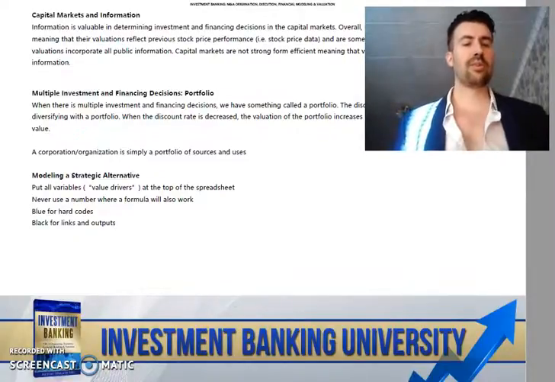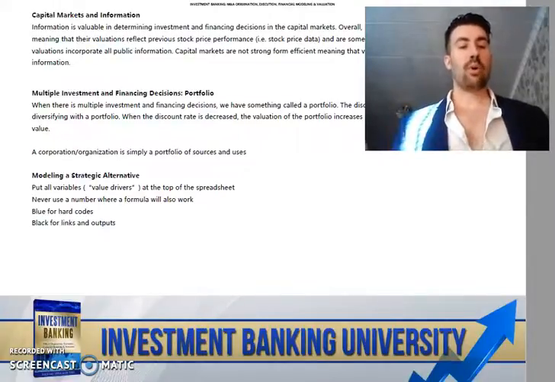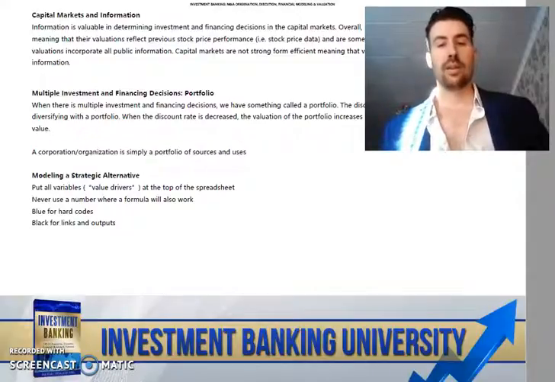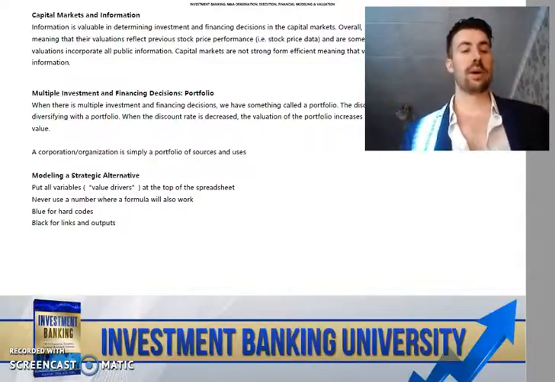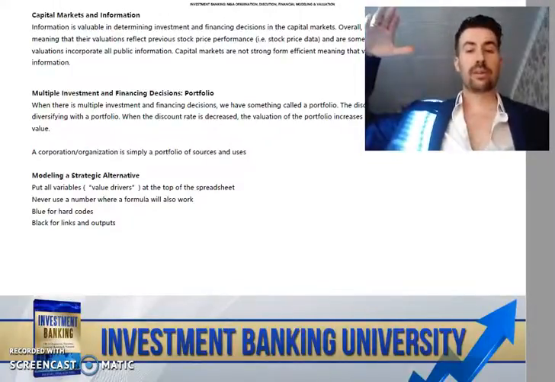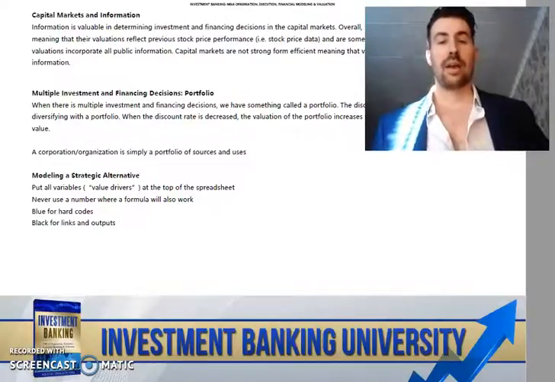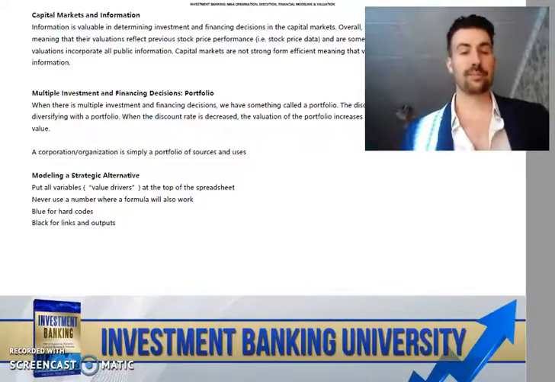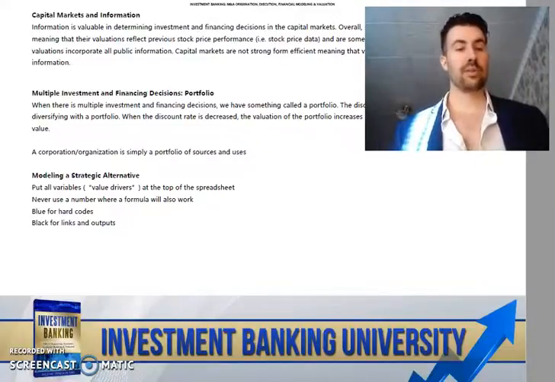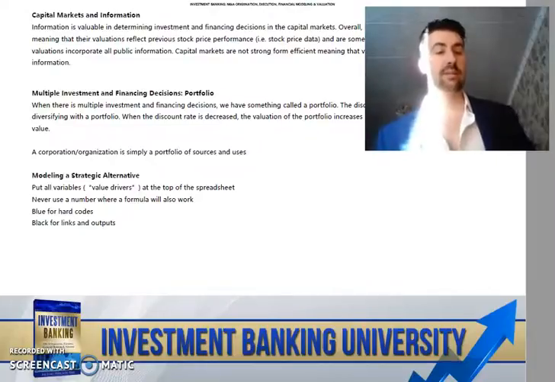In terms of multiple investment and financing decisions in a portfolio context, when there are multiple investment and financing decisions, we have something called a portfolio. The discount rate can be decreased by diversifying with a portfolio. When the discount rate is decreased, the valuation of the portfolio increases as a cash flow has more value. A corporation or organization is simply a portfolio of sources and uses, a portfolio of projects, and the financial products matched to those projects.